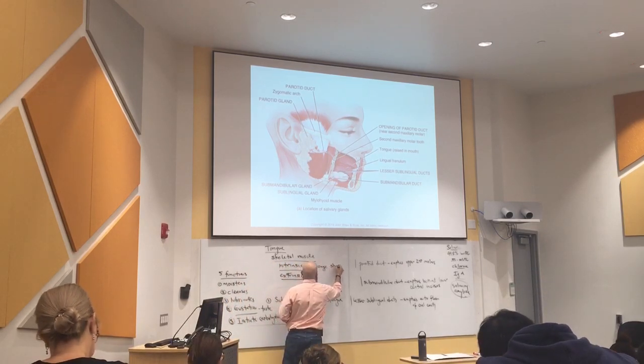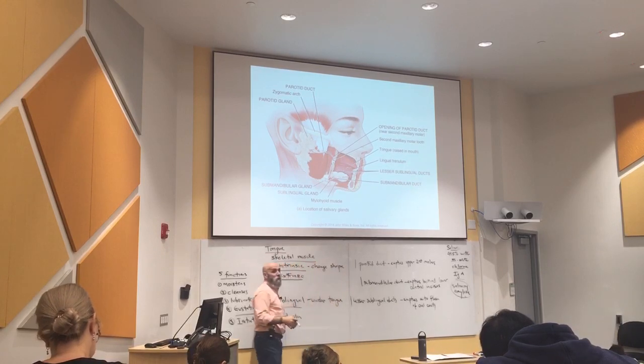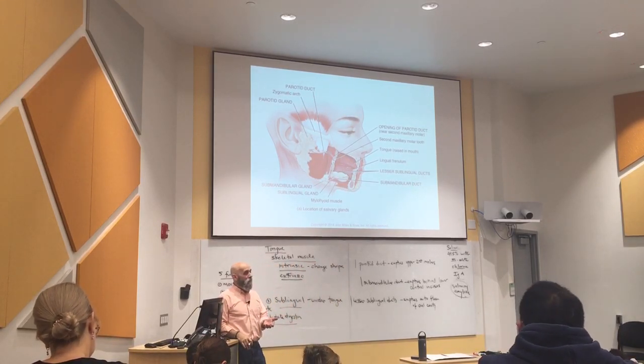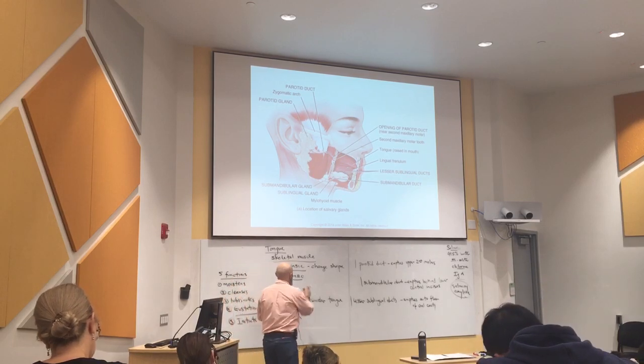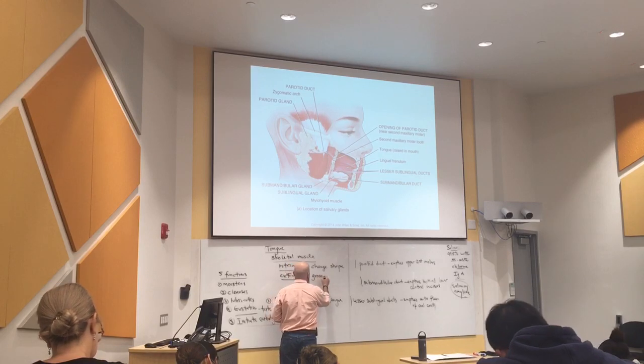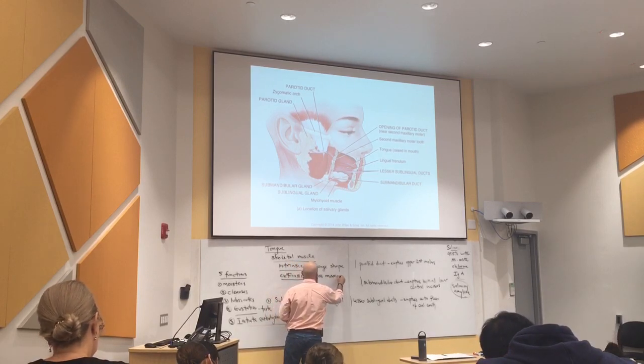The intrinsic muscles are the muscles that are involved with changing the shape of the tongue. So they can change the shape of the tongue, and we would change the shape of the tongue for both speech and for swallowing purposes. We have to change the shape of the tongue. The extrinsic muscles are the ones that give us more of a gross movement, a larger movement of the tongue.